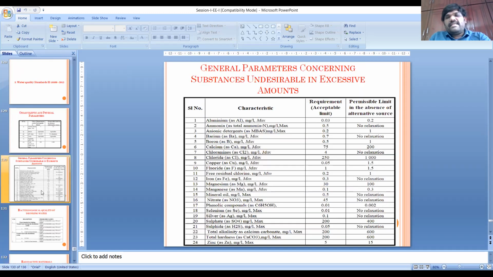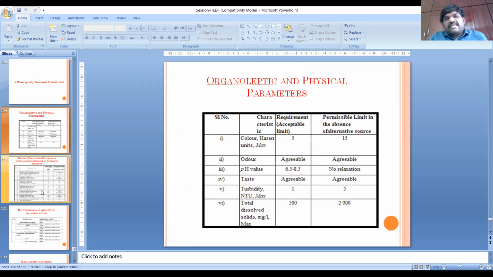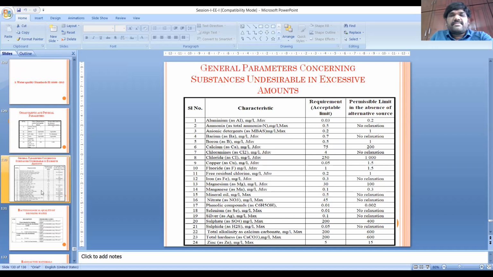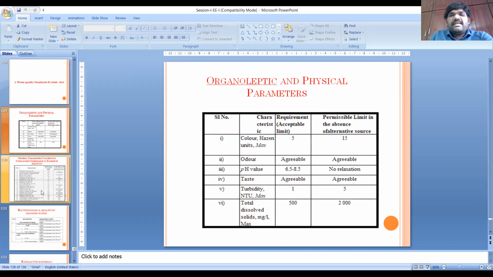Up to here, that means general parameters. We have discussed color, physical properties, odor, pH value, taste, turbidity, and total dissolved solids. This is the topic water quality standards, Indian standard 10500-2012. Here color has Hazen units, the requirement for acceptability is 5 and the permissible limit is 15. Odor should be agreeable. pH value is 6.5 to 8.5, and the permissible limit in the absence of an alternative source is no relaxation.